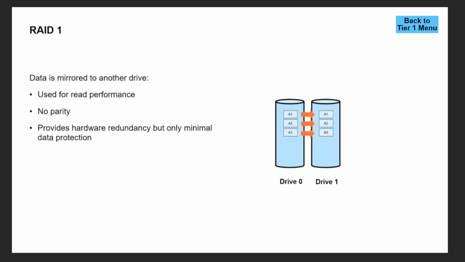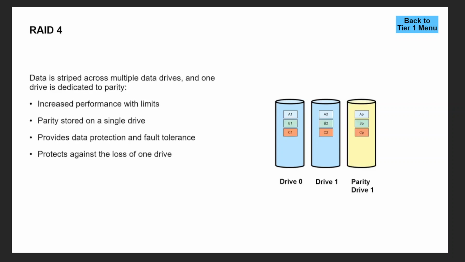RAID 1 joins two drives together by mirroring data on the first drive onto the second drive. RAID 1 increases read performance because data can be read from either drive. Parity is not used, but the mirror provides some protection against data loss and protects against a single drive failure.